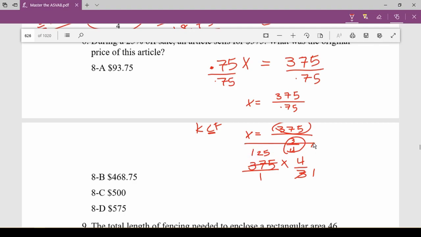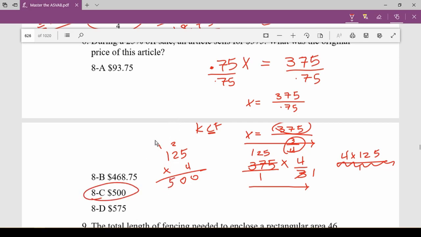Now we just multiply straight across. And this becomes 4 times 125 over 1. Anything over 1 is itself. So this problem just becomes 4 times 125. Let's go ahead and work that out. 5 times 4 is 20. Carry the 2. 4 times 2 is 8, plus 2 is 10. Carry the 1. 4 times 1 is 4, plus 1 is 5. So we know the original cost of the article, I imagine it's an article of clothing, is $500.